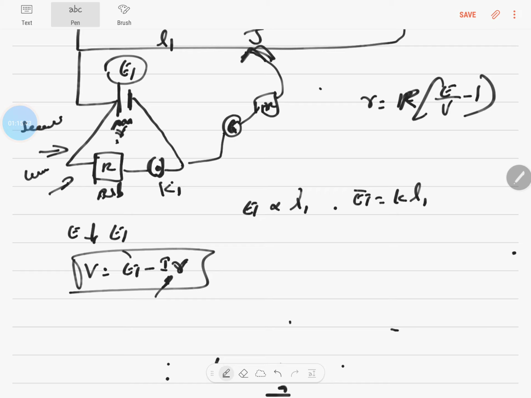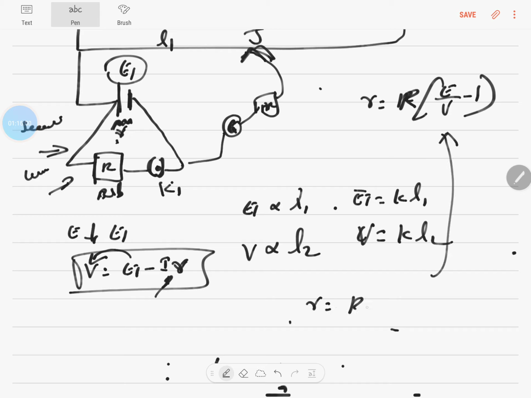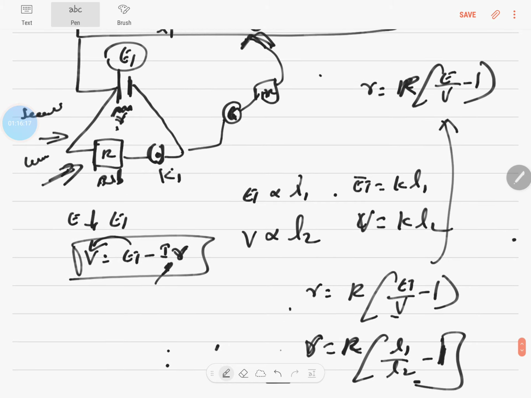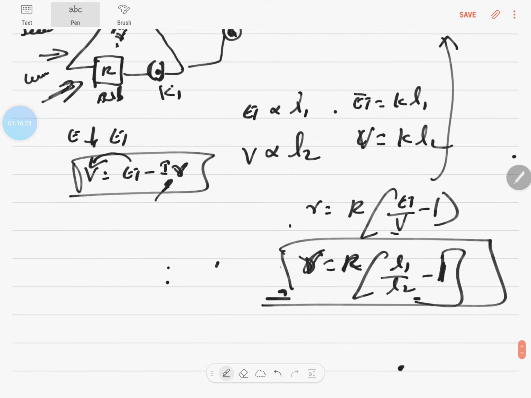So then E1 is not going to be E1, it's going to be V. It becomes the terminal potential difference, and that V is proportional to L2. So V is equal to K into L2. Simply take this formula and write small r is equal to capital R into (E1 by V minus 1), where small r is equal to capital R into (K L1 by K L2 minus 1), so R into (L1 by L2 minus 1). Thus you know the two lengths, and you know the external resistance which you have connected, which is the resistance box actually. So with this you can find the internal resistance of the battery.